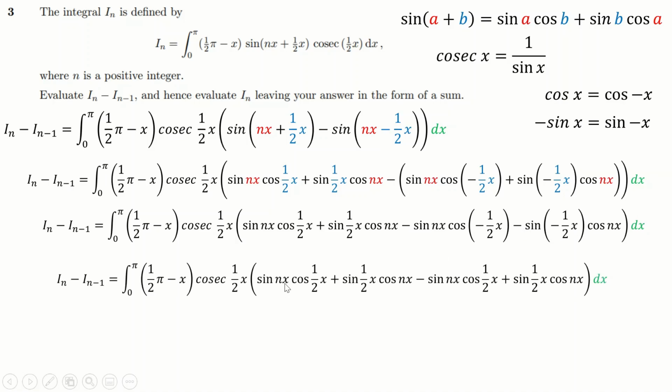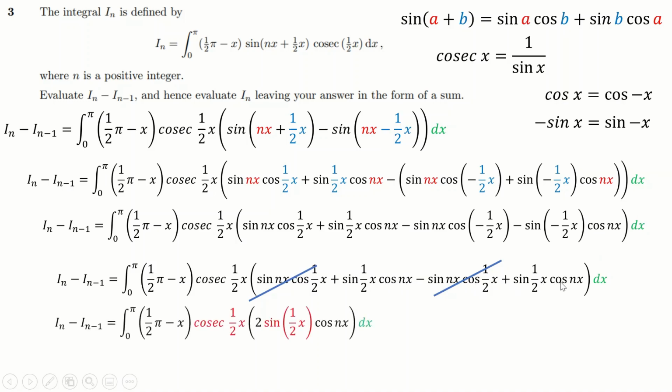Well, now I see sine nx cos a half x minus sine nx cos a half x. That cancels, which is great. Sine a half x cos nx plus sine a half x cos nx. That's two lots of those things. So that's good as well. And now I've highlighted these two things red because remember, finally I use this one. Cosec is 1 over sine, which means this is just going to cancel with this. This is 1 over sine of a half x. This is sine of a half x, so we're just going to cancel them. And we're left with this, which is good.